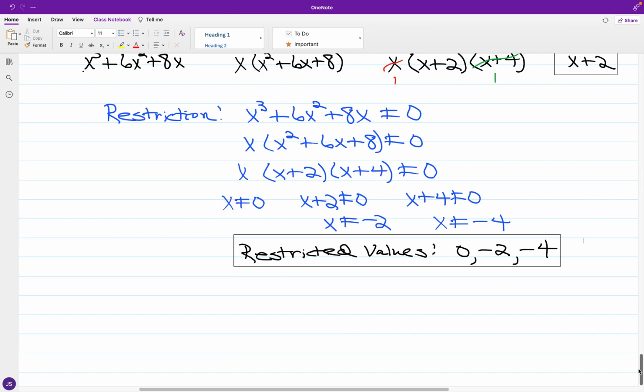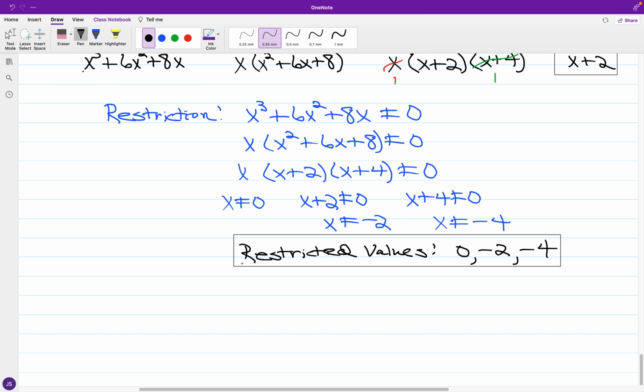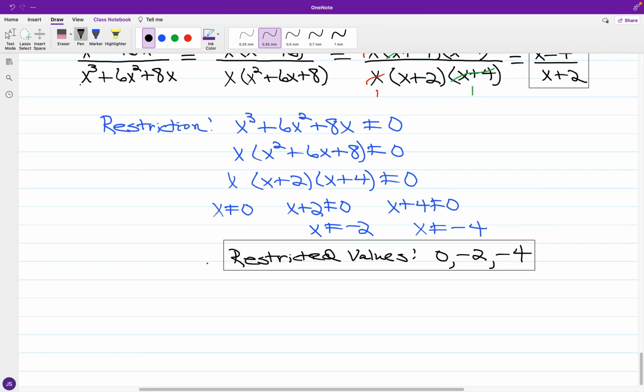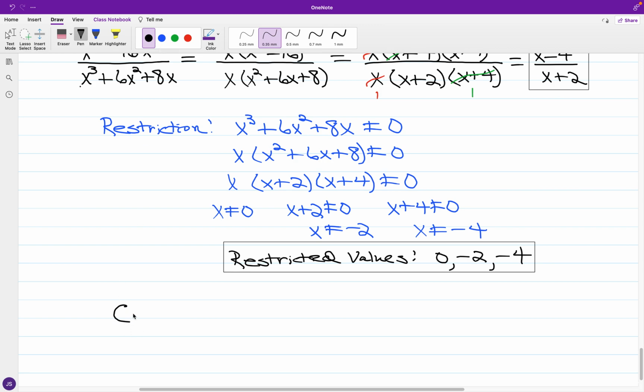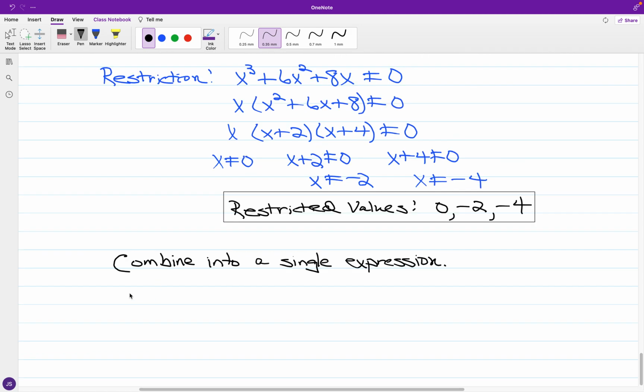Now where we have operations between functions, or what could be referred to as combining like ratios, if you're looking at adding and subtracting, and we're looking at combining into a single expression, let's just get things started here.